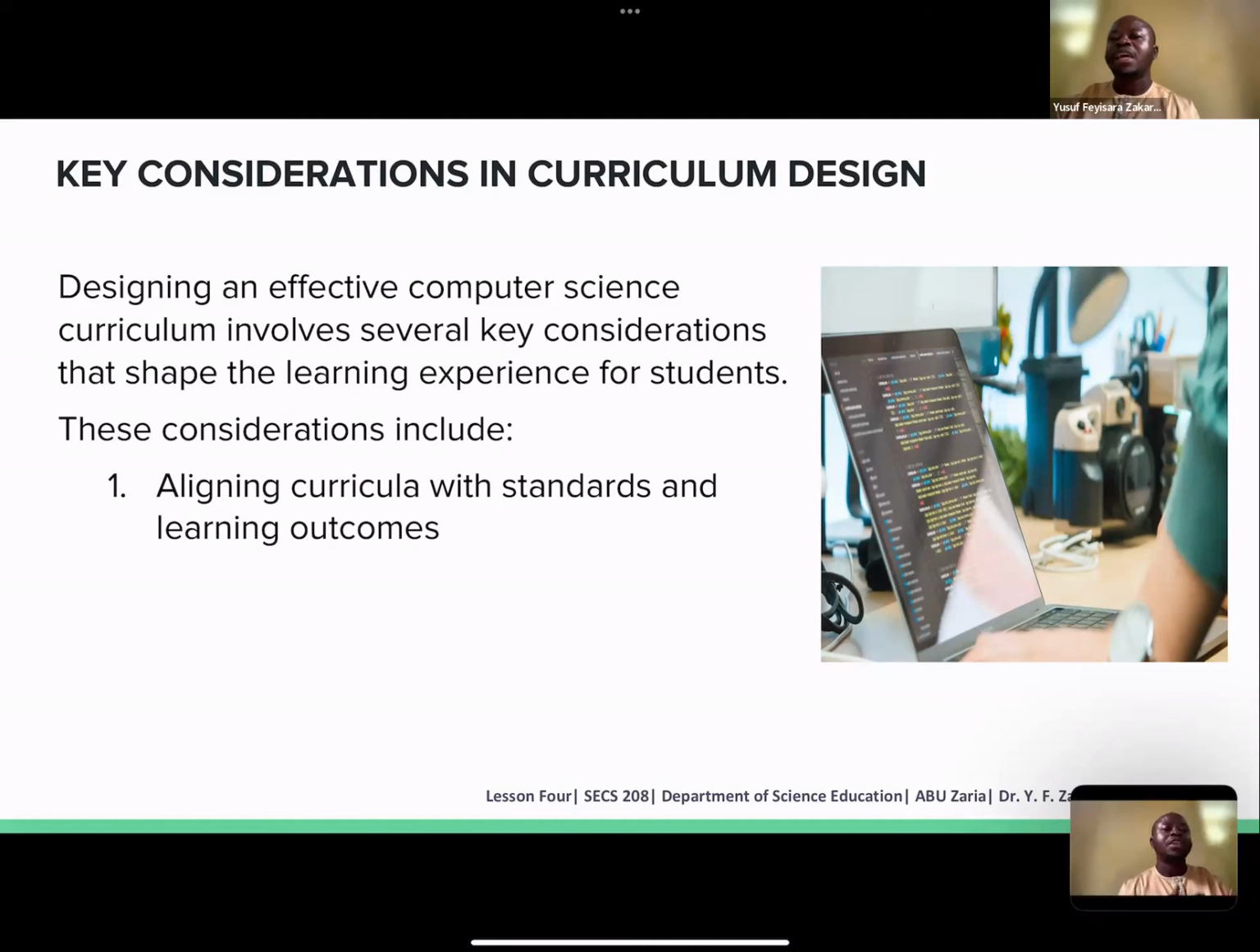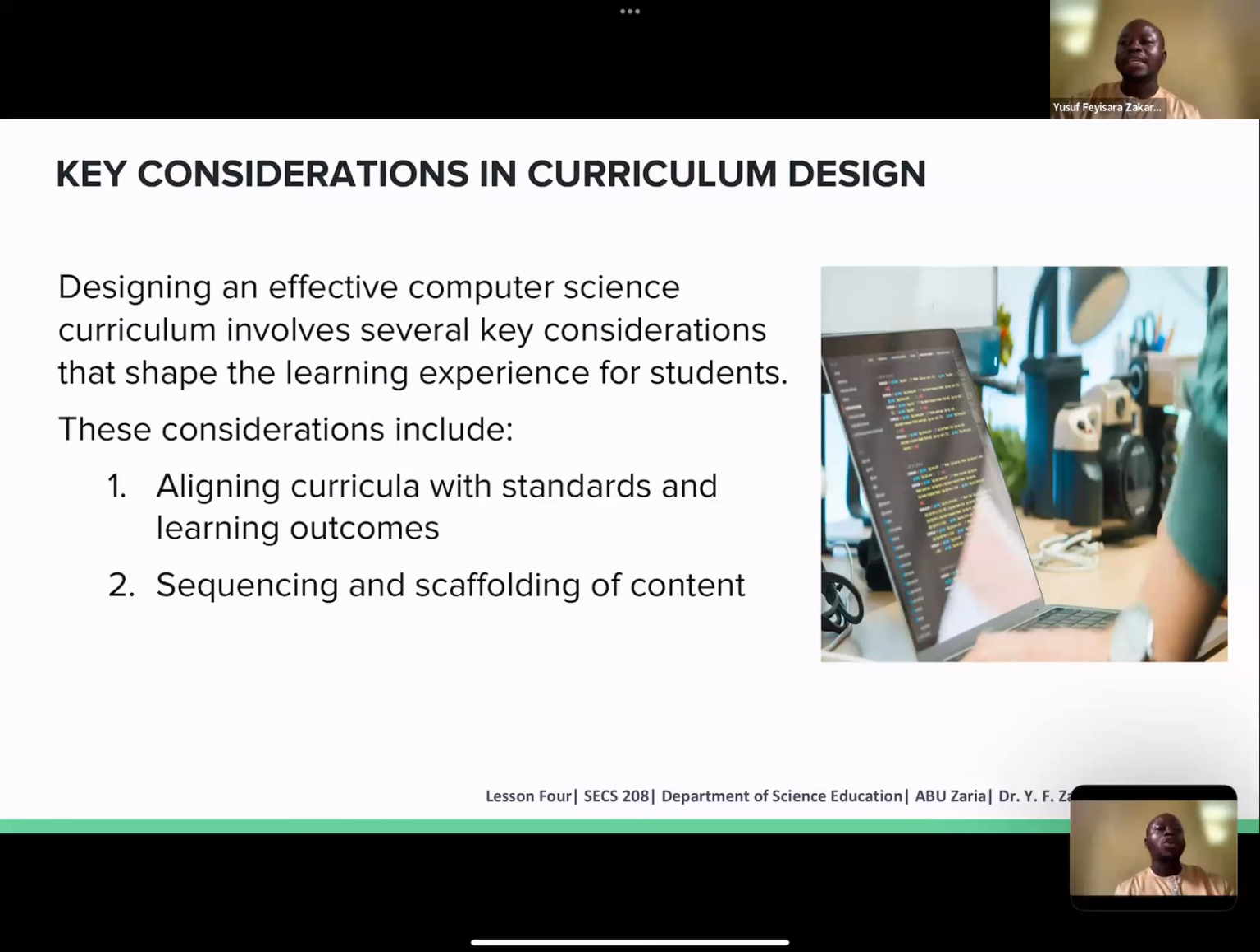The first one being aligning curricula with standards and learning outcomes. All right, this is the very first consideration you should take note of: the alignment between the curricula and the curricular standards and the learning outcomes, what you really want your students to achieve. Then there should also be sequencing and scaffolding of the content. All right, you want to sequence it, you want to move from simpler to more complex, from specific to general and stuff like that.